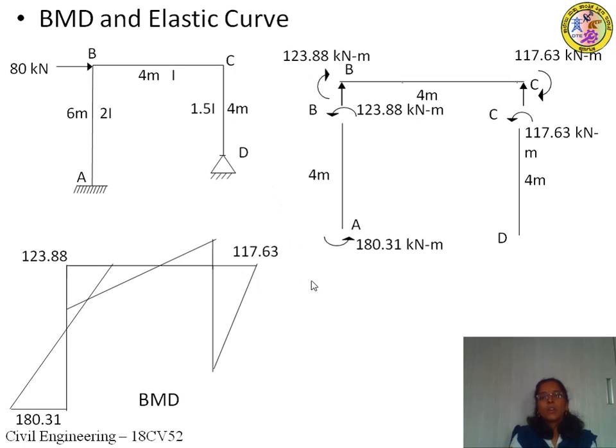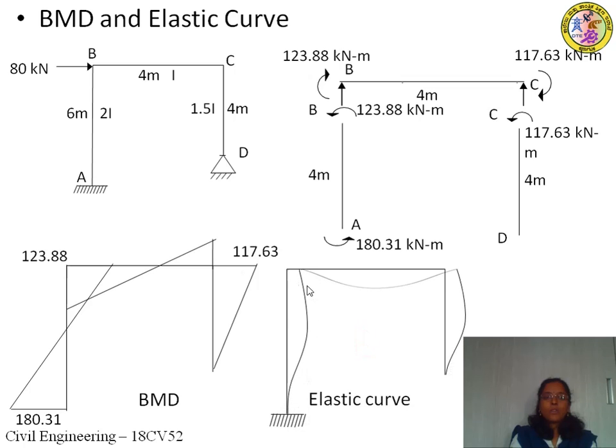So now to draw the elastic curve, this is the hinge and this is the fixed end, okay. To draw the elastic curve, it takes the same shape as that of the bending moment diagram. So we know that this is the force which is causing the sway towards right side of the frame. Therefore, let us draw the variation of elastic curve like this, okay.